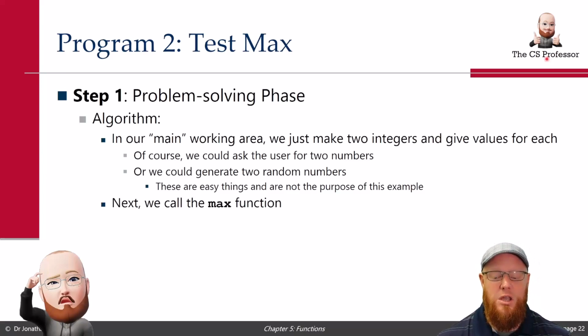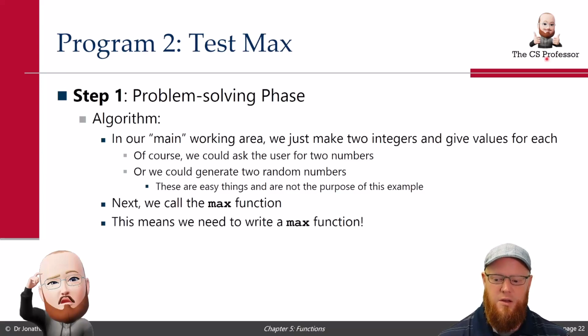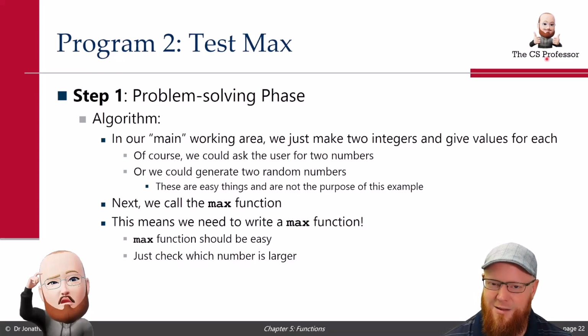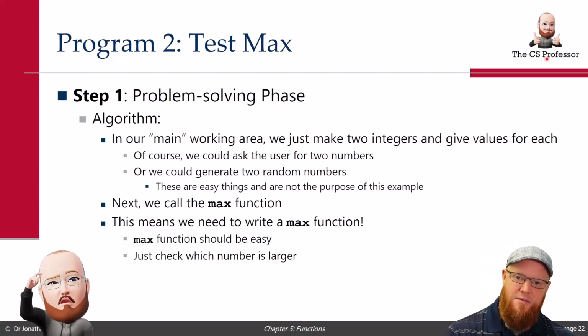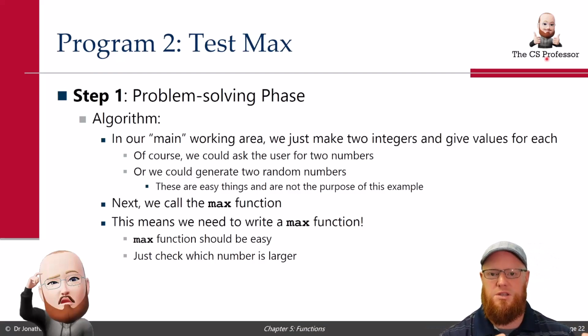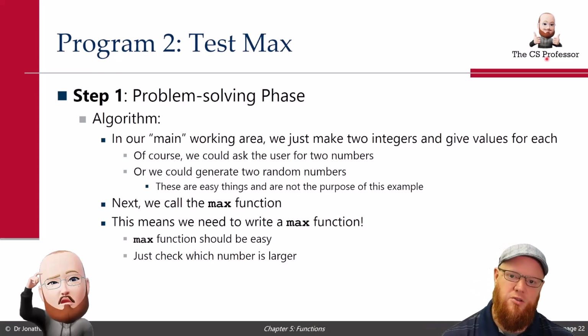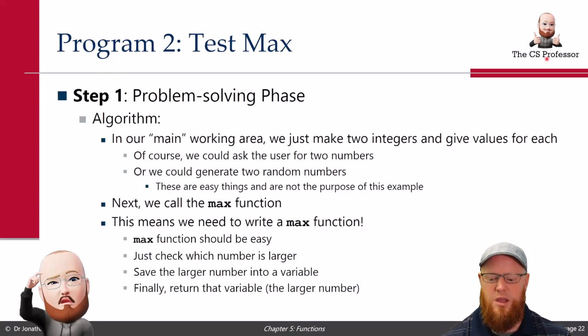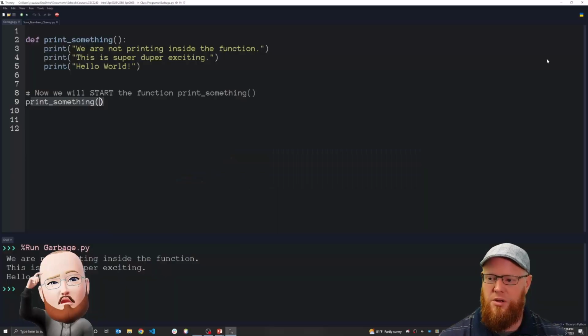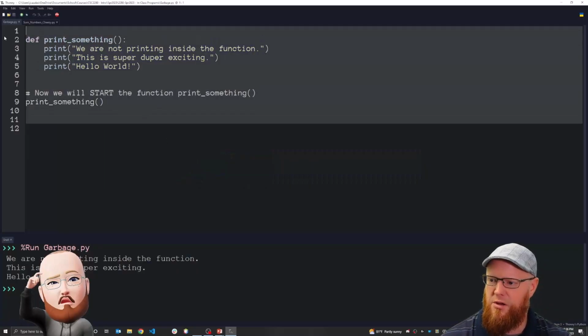Next, we need to actually create this max function that's going to return the greater of those two numbers, and then we need to call it. So we're going to call this max function, and therefore we need to write that max function. I say it should be easy. We want to just have that if-else logic to determine which of those two numbers is larger. If num1 is larger than num2, save num1 into result, else save num2 into result, and then finally return that number. So here's a solution, but I want to come over here and code this up.